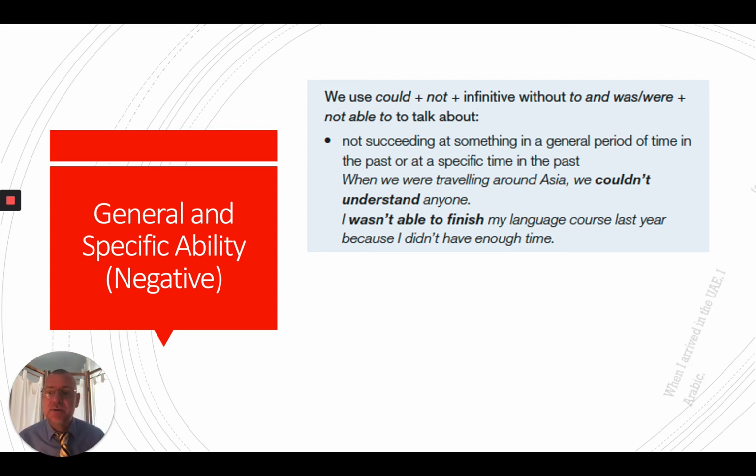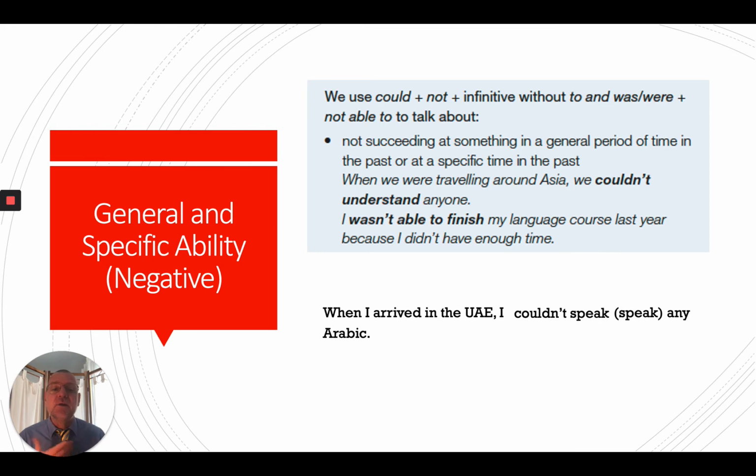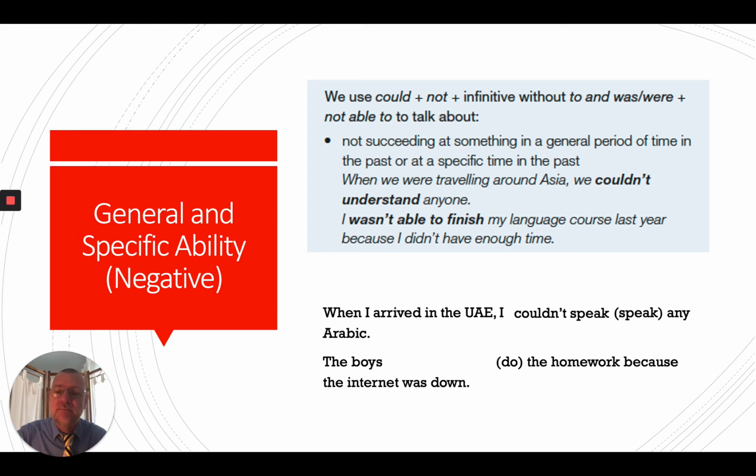Let's look at another 2 examples. When I arrived in the UAE, I didn't speak any Arabic. What can we put here? I couldn't speak any Arabic. I didn't have that ability. Let's try another one. The boys couldn't do the homework because the internet was down. The boys weren't able to do the homework because the internet was down.